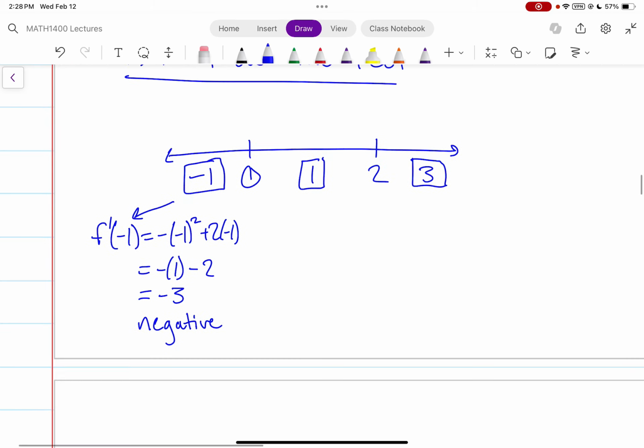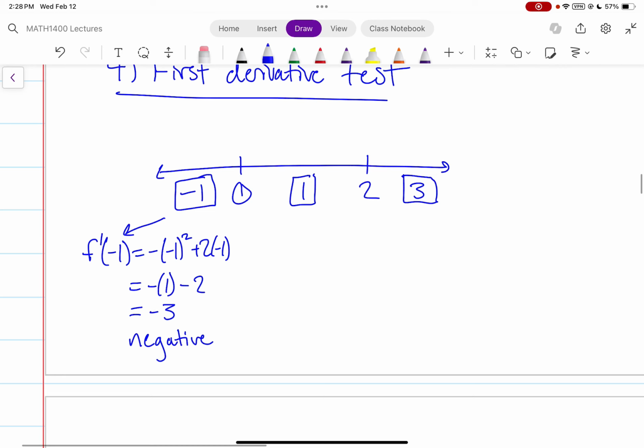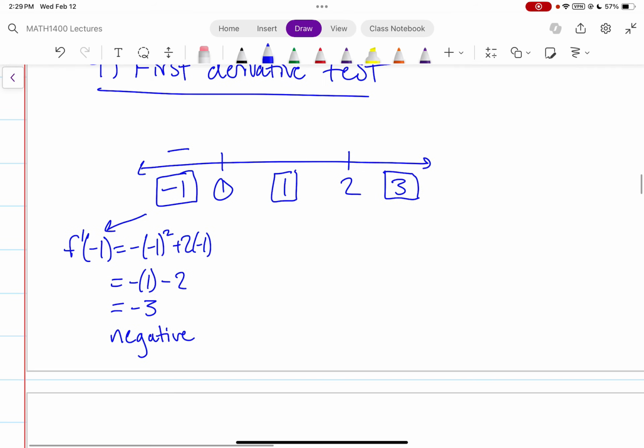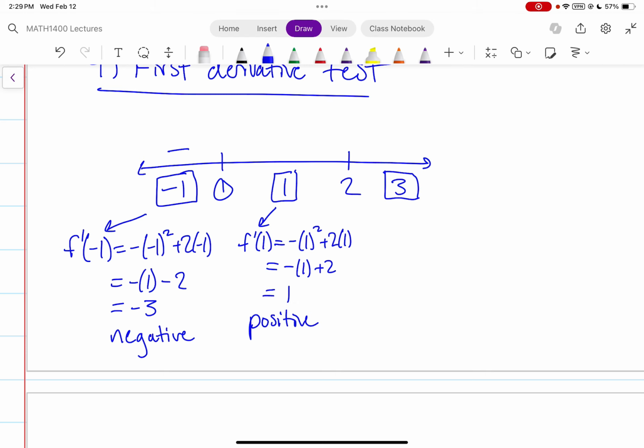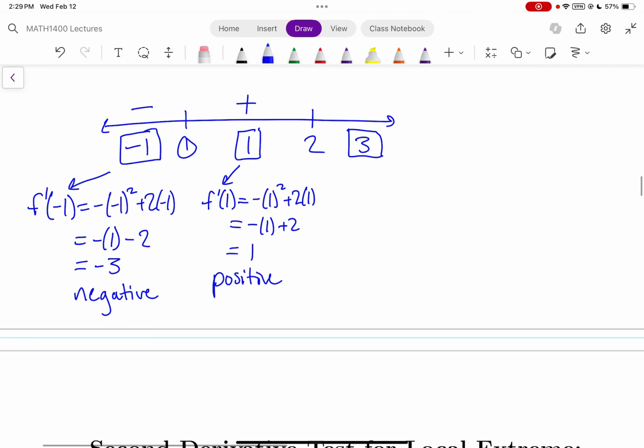Okay, right? And so I'm just going to put a negative sign here above this region. And then I'm going to look at my next value. So 1, I'm going to plug that into the derivative. So f prime of 1, that is -1 squared plus 2 times 1, which is equal to -1 plus 2, which is equal to 1. Okay, this is positive, so I'm going to put a plus there.